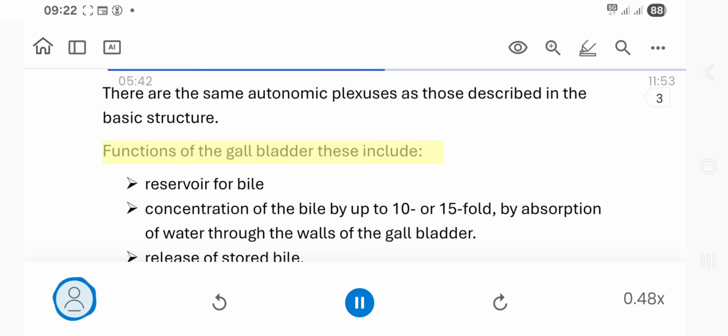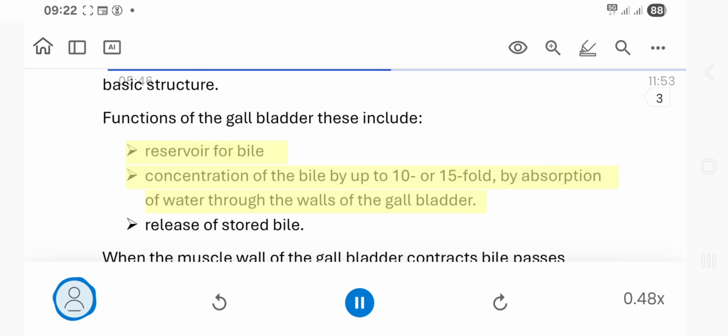Functions of the gallbladder. These include a reservoir for bile, and concentration of the bile by up to 10 or 15-fold by absorption of water through the walls of the gallbladder.